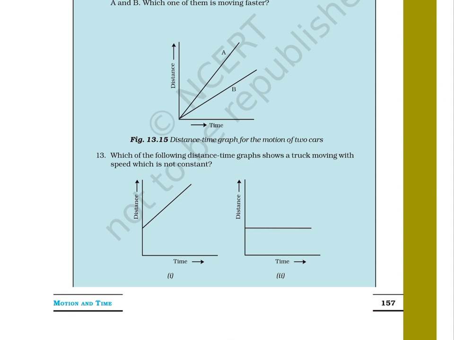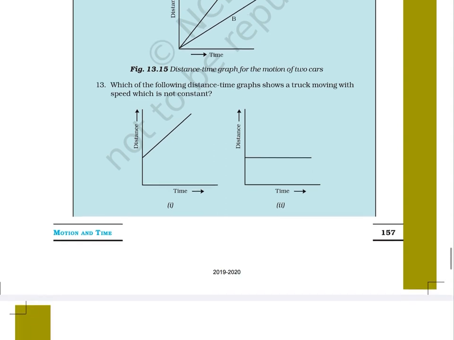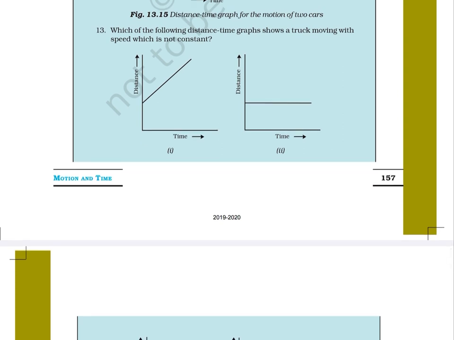13. Which of the following distance time graph shows a truck moving with speed which is not constant? 1. Here we have a graph on which on x-axis is represented time and on y-axis is represented distance. There is an upward sloping line originating from the midpoint of y-axis. 2. The x-axis and y-axis are same here. There's a line originating from y-axis which is parallel to x-axis.